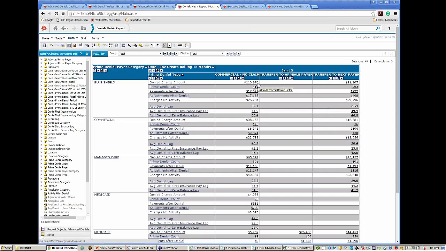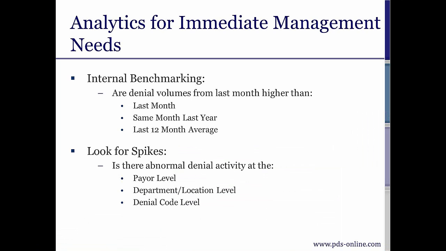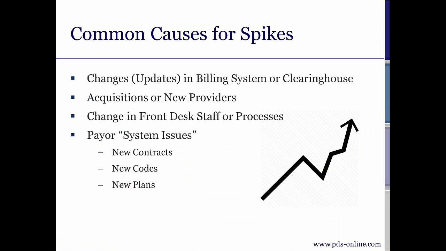Identifying that spike is going to be the key to correcting it, and of course, we can then drill clear to the detail level to see which patients, which invoices led to these denials. And it's something that we can address either internally or with our payers to begin to resolve those right away. Again, in these immediate management scenarios, identifying the problem quickly and getting it resolved is the key, because a lot of times you can work with your payers to get the claims reprocessed and get paid more quickly than you otherwise normally would be for a denied claim.